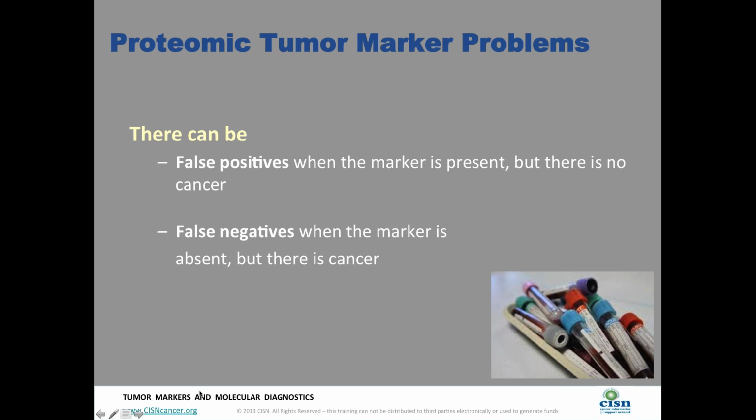So here's some of the problems that are especially there for the proteomic ones. You can have false positives where you've got the marker, but there's no cancer. And that's really disturbing for both the patient and the doctor. So it's real tough to get a false positive result. And so most physicians, the medical profession, when they have a high marker, will be doing other tests before there's any discussion of what that means, so that they put it into a whole clinical picture.